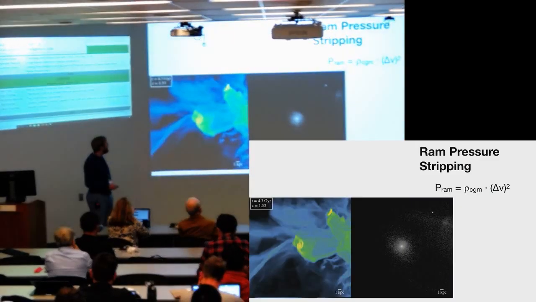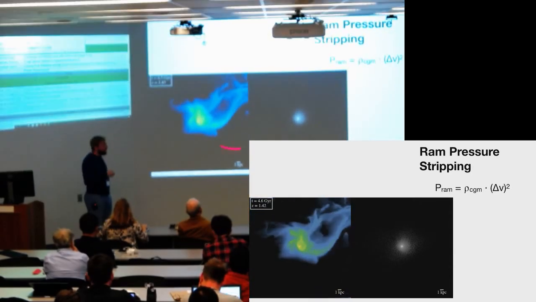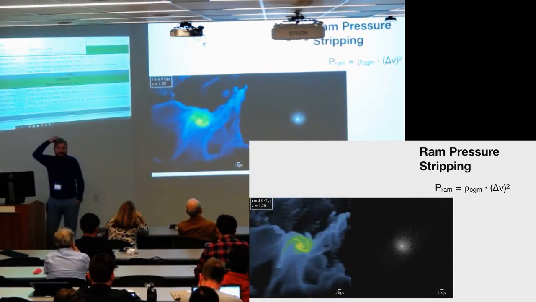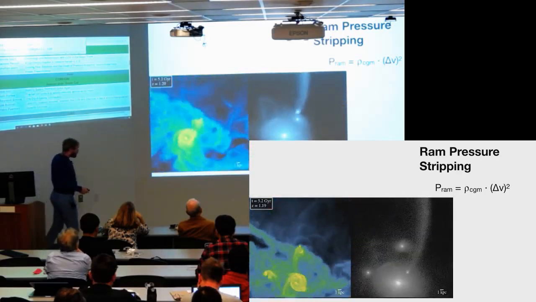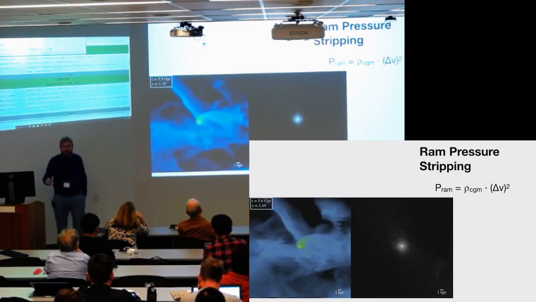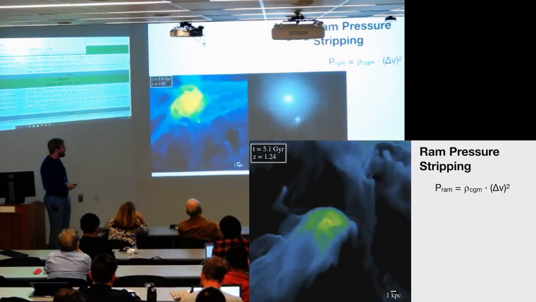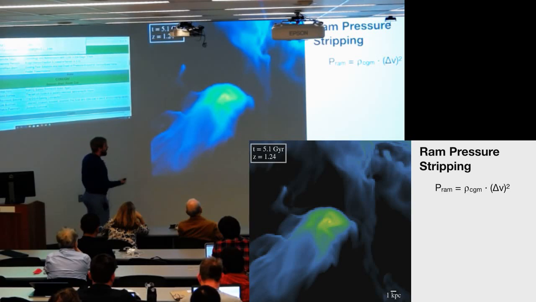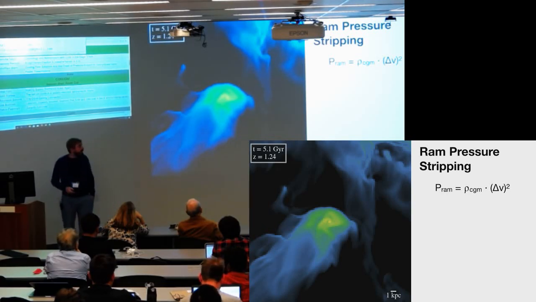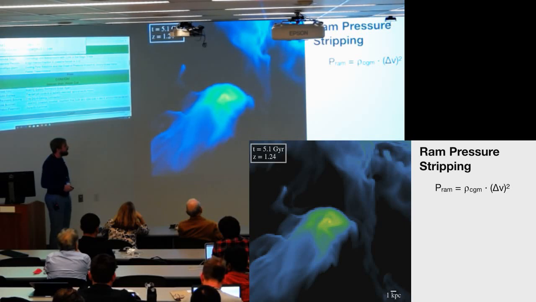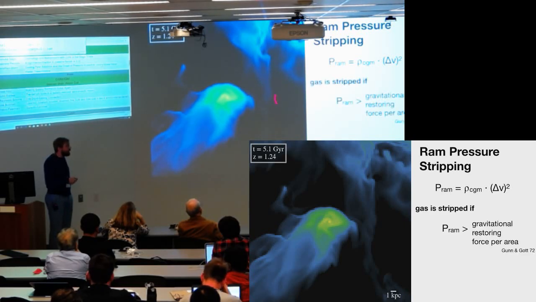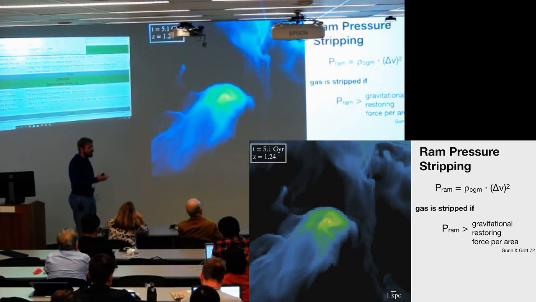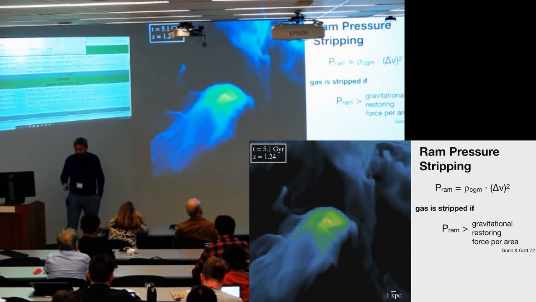And so here is the last few days of a satellite in our simulation. And you can see that there's a lot of stuff going on. The one frame of this movie that I really want you to take away is this one right here, where you could very clearly see this galaxy being ram pressure stripped, and it's about 15 kpc from the center of the galaxy. And so we want to ask ourselves, when is a gas parcel actually going to be removed from these satellites, right? They're experiencing ram pressure, but is it enough to overcome their gravitational binding force?